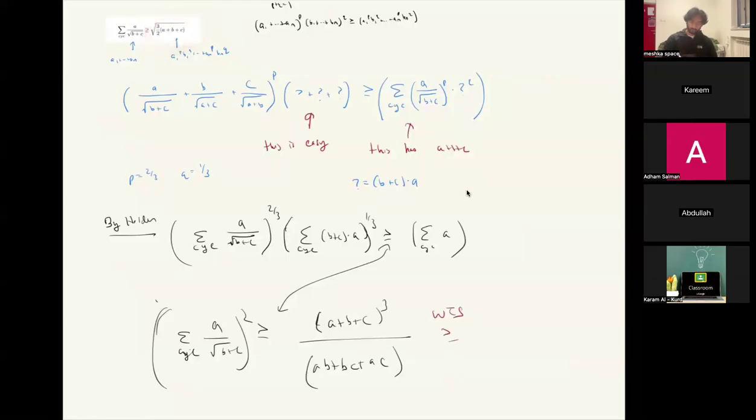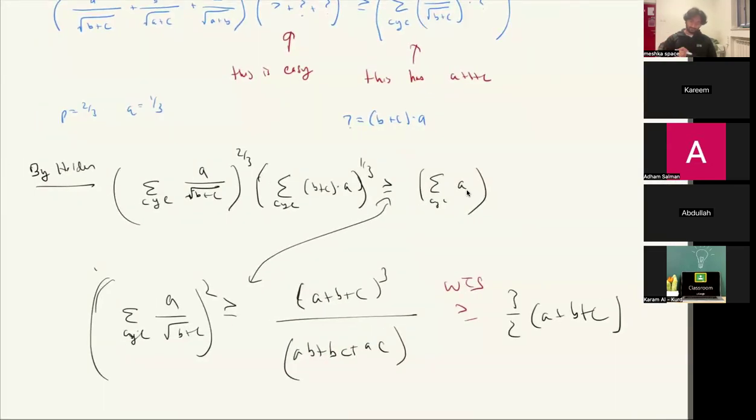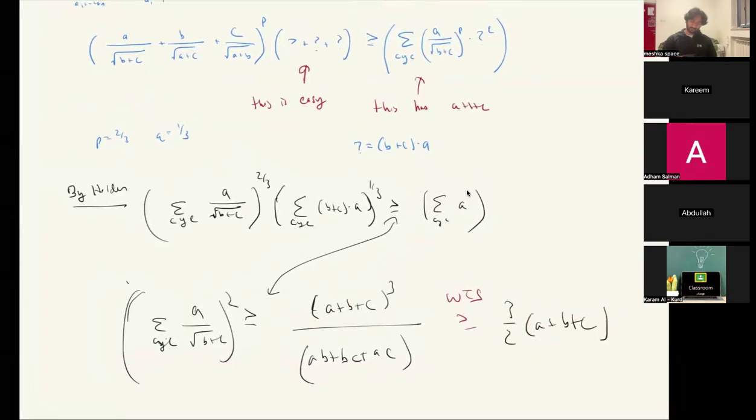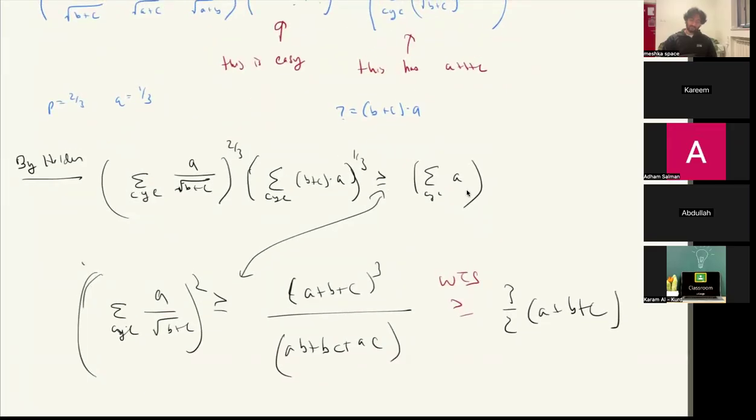So 3/2 A plus B plus C. Is that right? Yeah. And so now, this inequality is much better. There's no square roots or anything, and it looks the way we want it to. And in fact, it's easy, right? Because, well, okay, you cancel the A plus B plus C. And then I'm comparing A plus B plus C squared and this guy. But by Muirhead, I know that this one will be bigger.